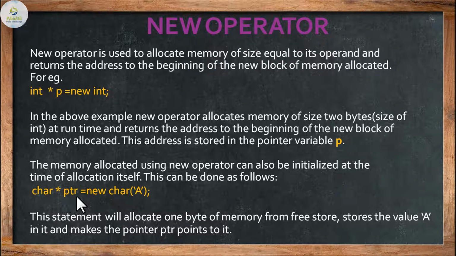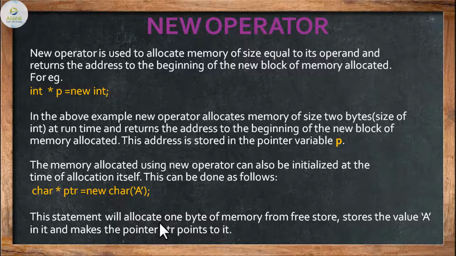A character type pointer ptr is declared. How do we consider it as a pointer? The pointer operator, that is asterisk, has appeared before the variable name. So we consider this as a pointer. It is equal to new, the operator used to allocate the memory space. A character type memory block is allocated, and the pointer variable is initialized with the value a.